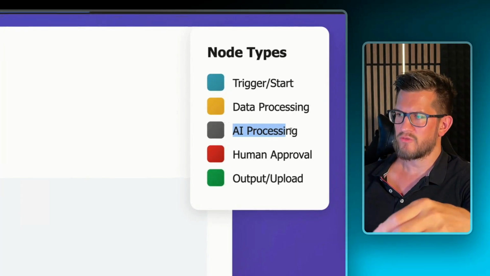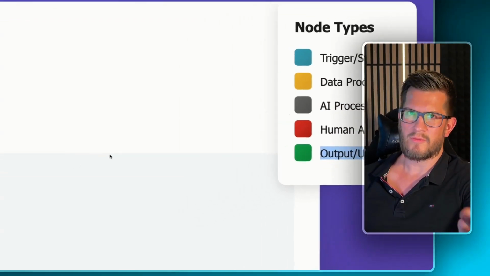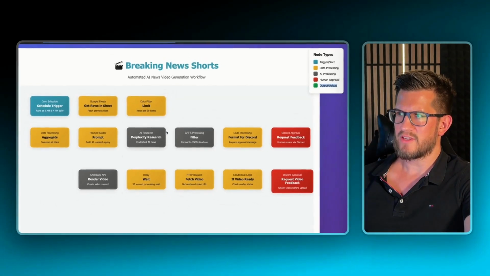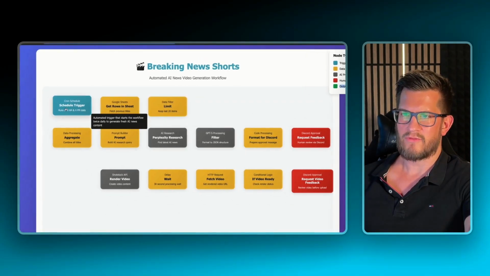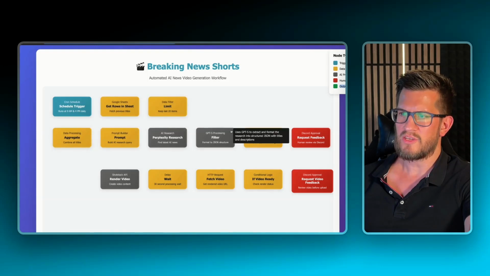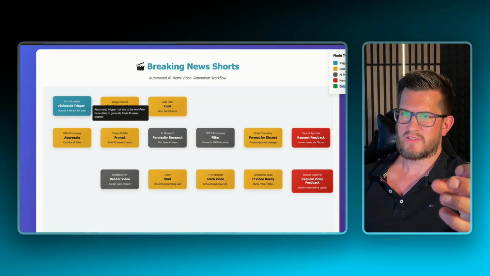AI comes in a few steps. Then we have the human approval, and then we have the output and the upload steps. So as you can see here, only in a few steps is there AI really involved, right? So we're going from here to here, and then from here to here, because those are basically 2 or 3 different steps. So this is the first one.